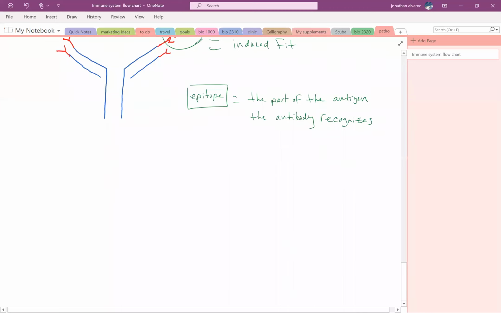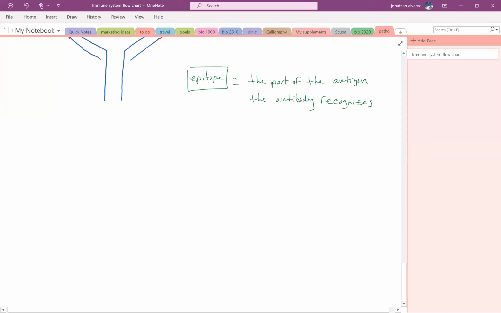And that's one of the reasons for the memory, right? So once you develop these things and you have a memory B cell, now you can do a quick response. Those specific binding sites are now much more specific and much quicker because now you've developed them.